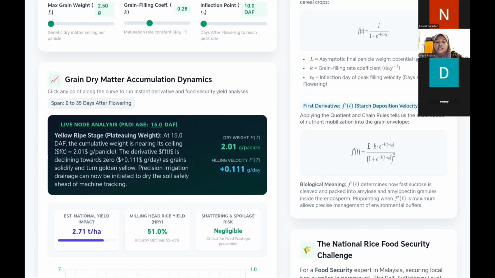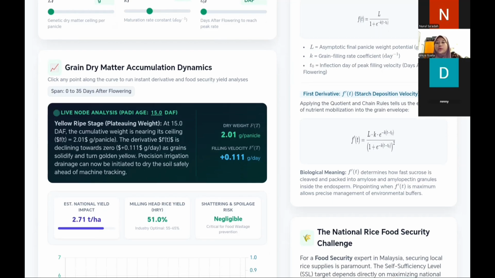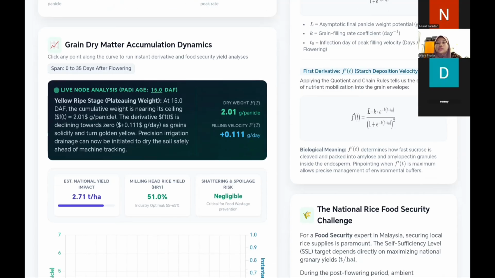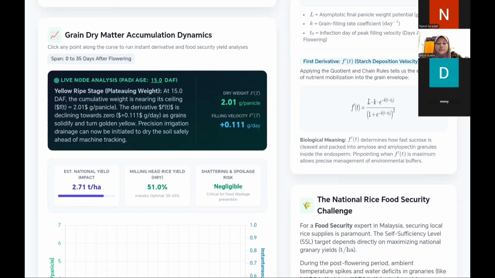Biologically, the starch deposition velocity measures the precise rate at which sucrose is being cleaved and packed into amylose and amylopectin granules inside the endosperm. Pinpointing when it is maximal allows precise management of environmental buffers.